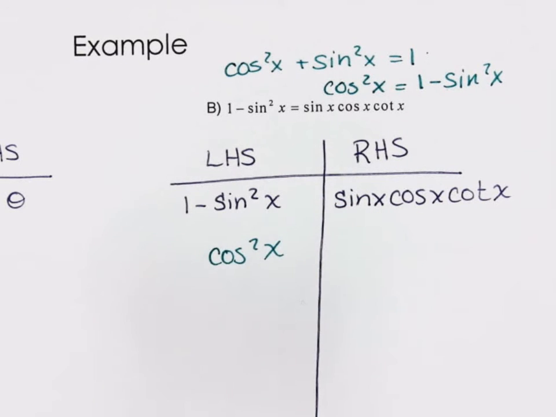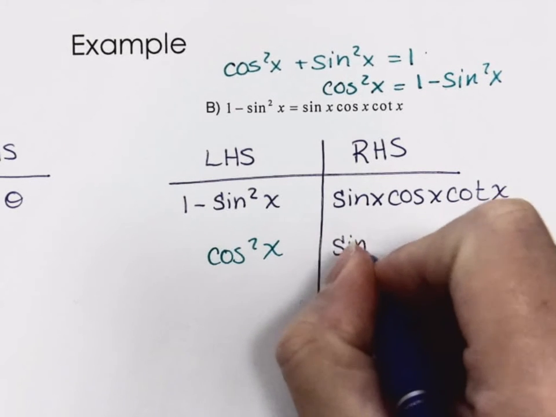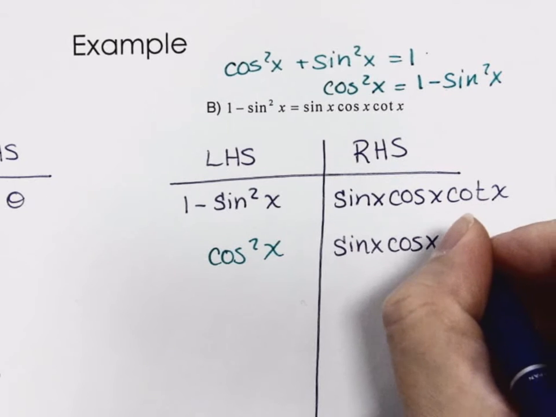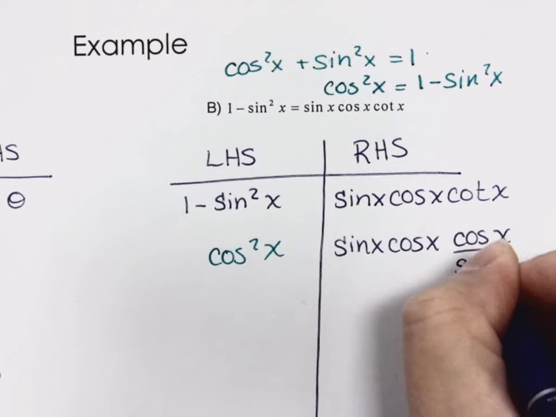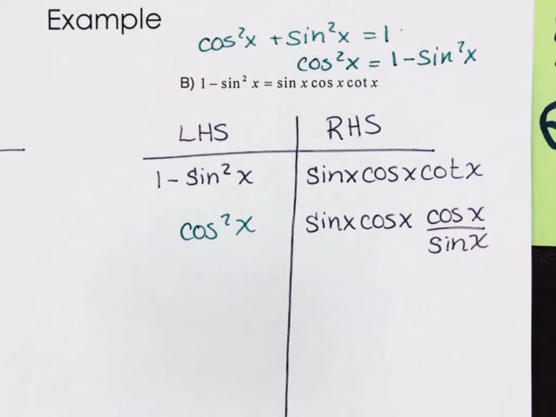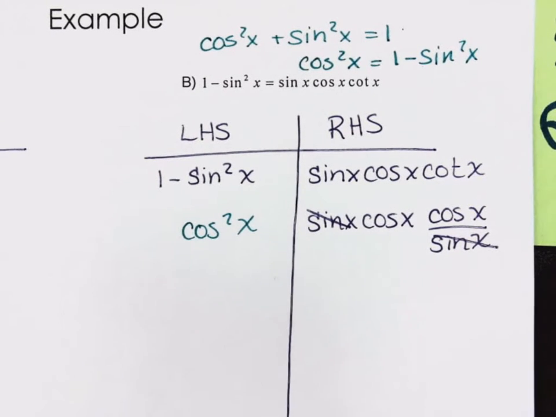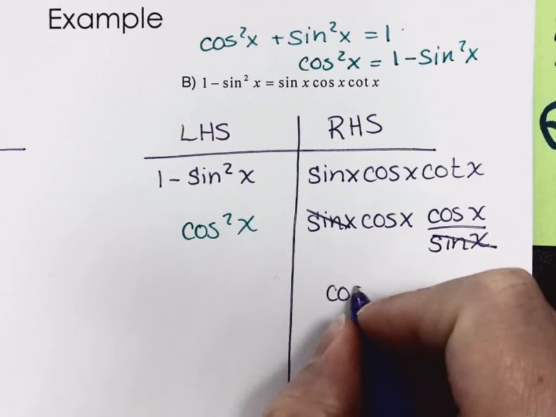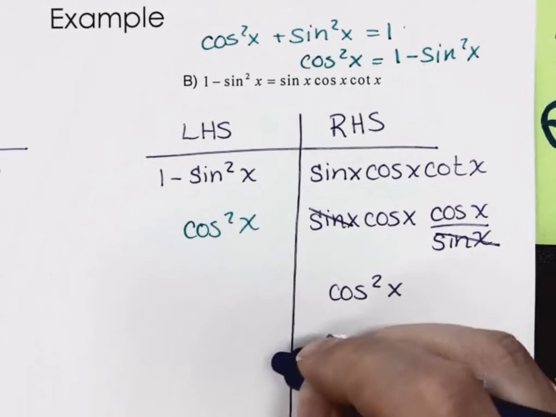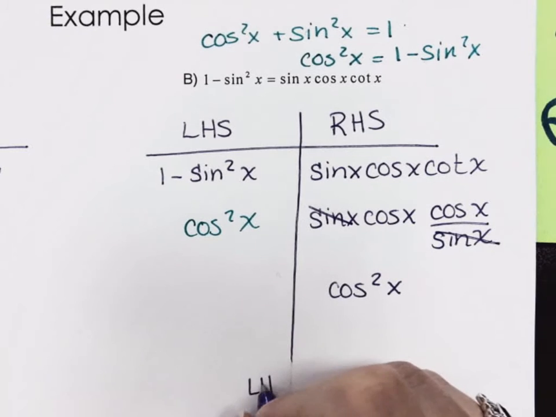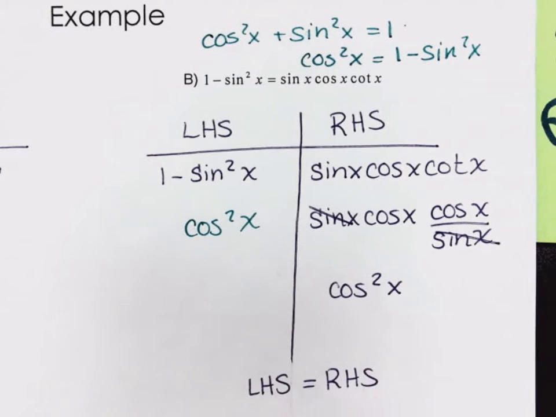Not really much to do on the left-hand side now. So I'm going to pop to the right-hand side. We're going to deal with that cotan, right? You guys know that if nothing's stated in between them, what operation are we doing? Multiplying. So this can cancel out that, because they're all multiplied together. And cos times cos? Cos squared x. Left-hand side equals right-hand side.